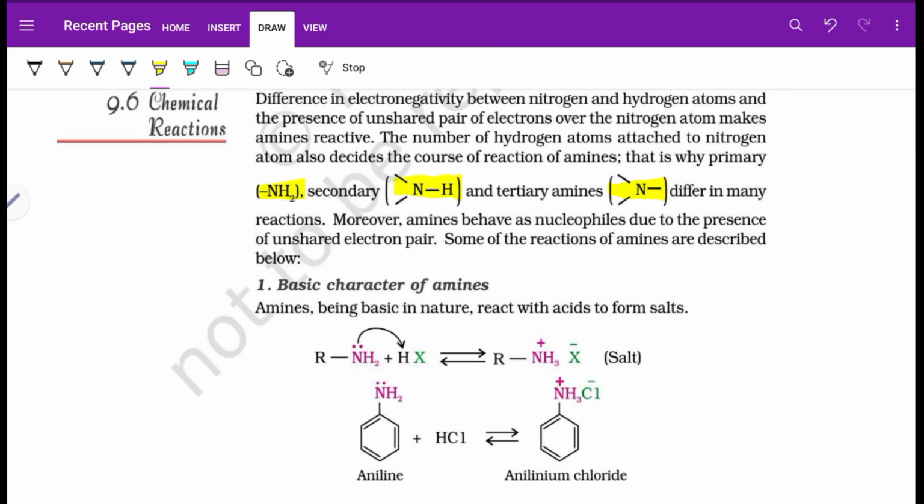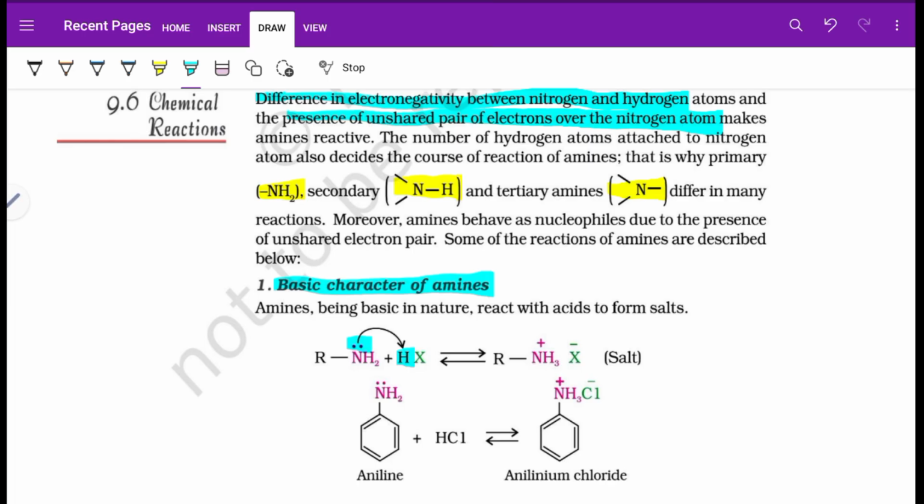Now, the first and the foremost property of amine is the basic nature on account of the presence of a lone pair over nitrogen. There are 2 things that bring out the chemical reactions of amines. One is the electronegativity difference between nitrogen and hydrogen, and the second is the presence of an unshared pair of electrons over the nitrogen atom. This unshared pair of electrons is the lone pair with which it is capable of abstracting an acidic proton.